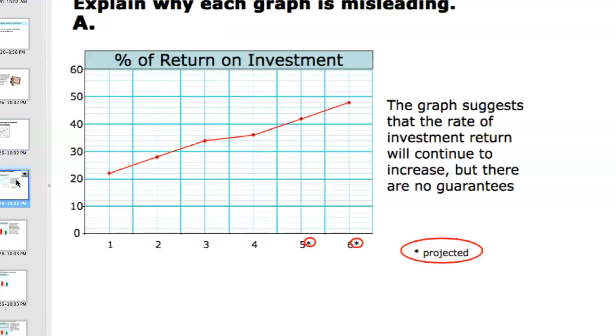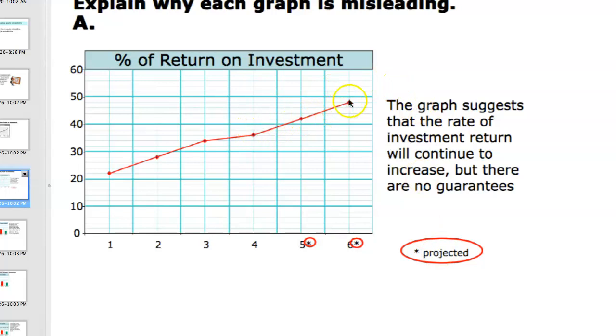Here's another graph, and it's talking about the percentage of return on an investment. So remember, investment is something you put money into to gain more money back. All right, so it looks like it's increasing, it steadies out a little bit, and then it increases more. Well, it looks like they're gaining a lot of money on this, and it's continuing to grow. So I might put my money into this investment. But see how here there's an asterisk, and then it says projected? Projected means that they're anticipating that it's going to go up by this much.